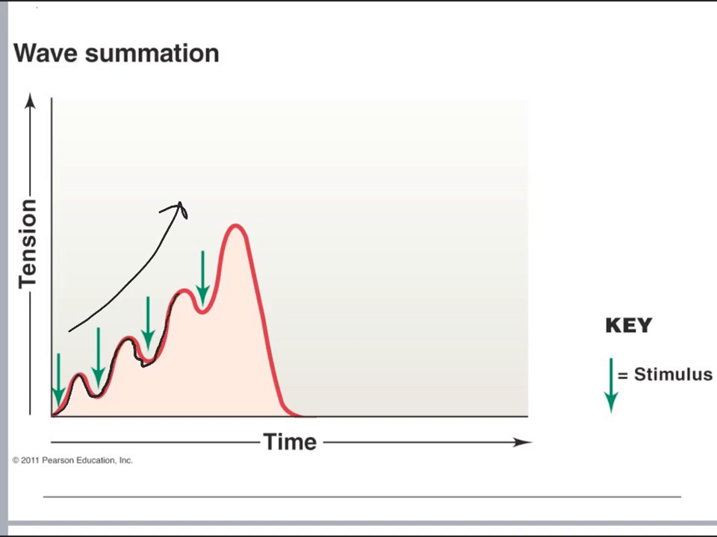We run it again before we're allowed to relax, boom, another stimulus comes. What this does is it allows us over time to build an increase in tension. So we're building more strength before that stimulus ceases and we come back to relaxation.